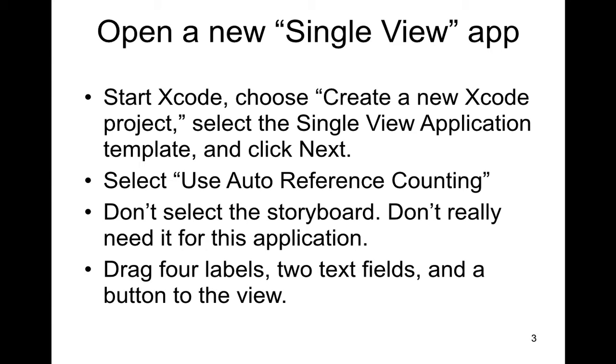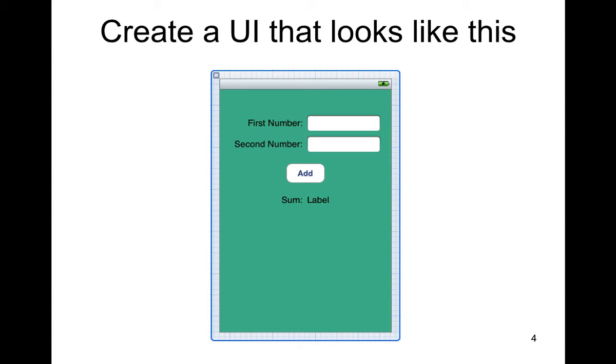So we're going to create a single view application. We're going to drag 4 labels, 2 text fields, and a button to the view. So we're going to have first number, second number, add, and then sum. So let's go ahead and make that.